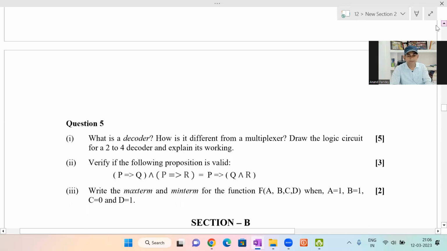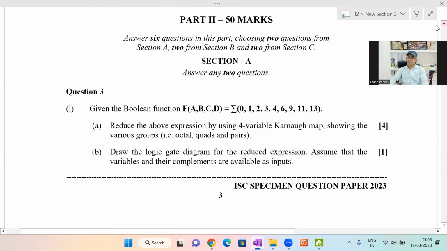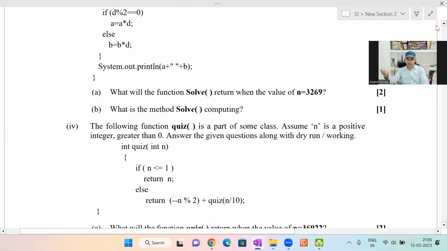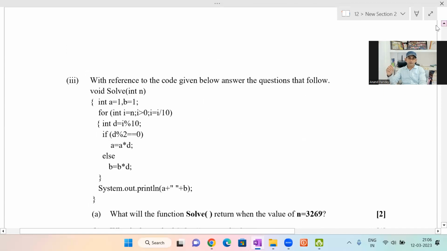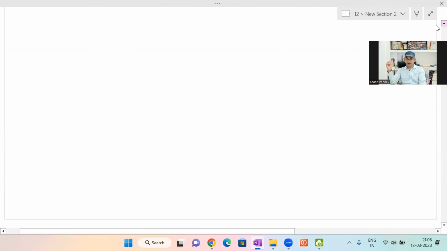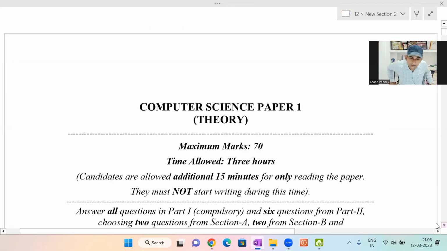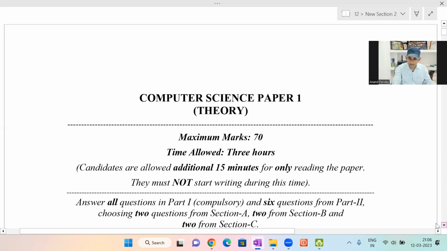Now I'm going to discuss the strategy. I'm going to tell you the topic wise marks. So listen carefully, I will keep that question paper in front of you. Let's start with this.